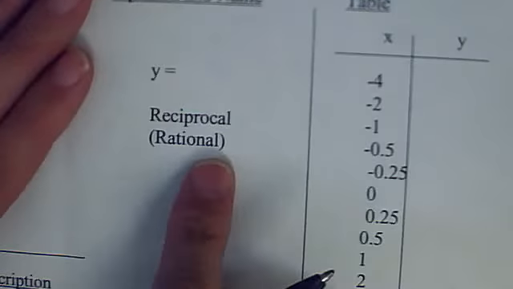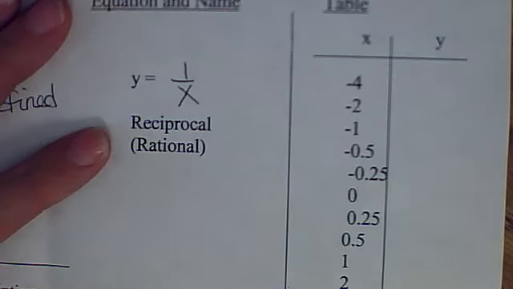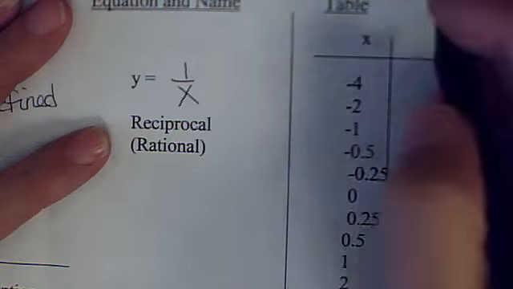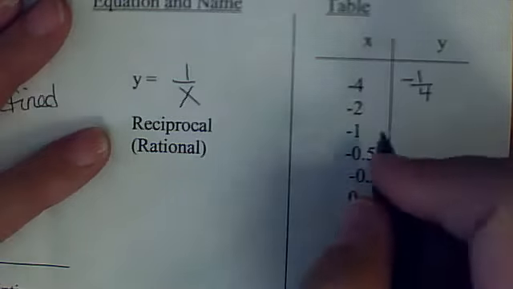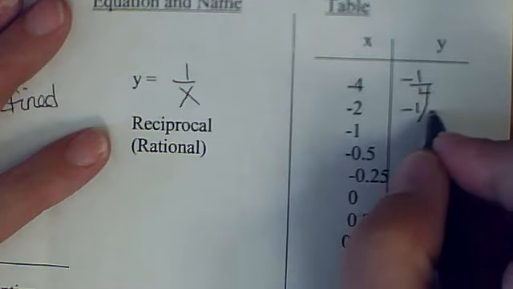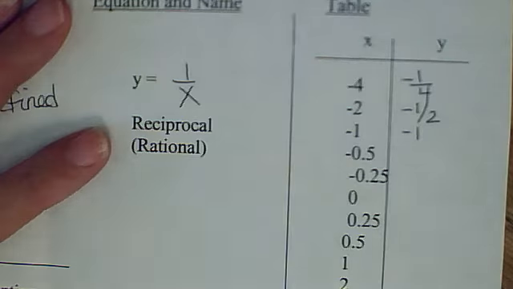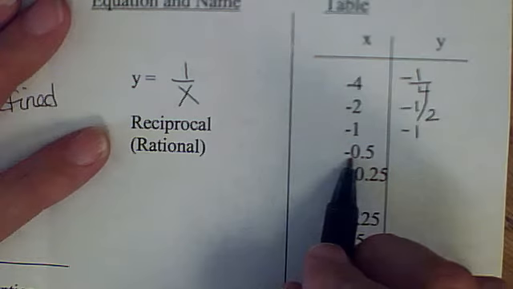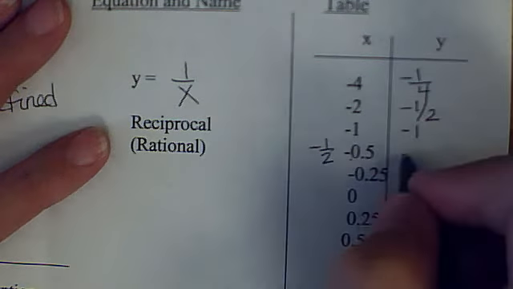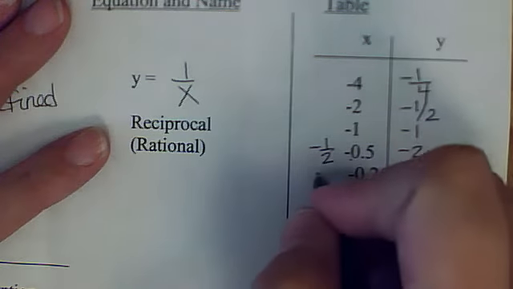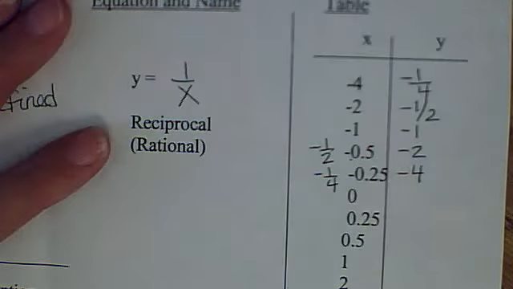Okay, so the reciprocal or rational one is y equals 1 over x. Remember, reciprocal means flip it over. So we're going to take -4, flip it over, and we get -1/4. Take -2 and flip it over, and you get -1/2. Take -1 and flip it over, and you get -1. Now these decimals, -0.5 is like -1/2. So I flip that over, and that's -2. -0.25 is like -1/4. Flip it over, and you get -4.